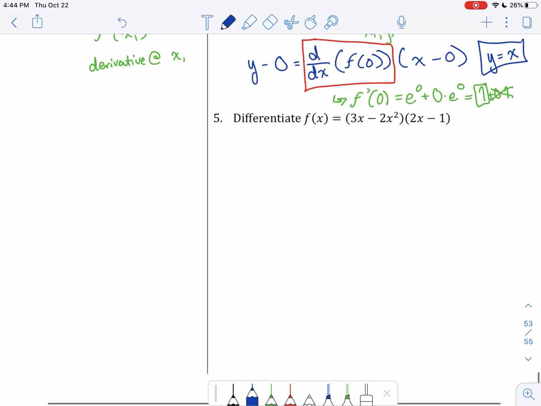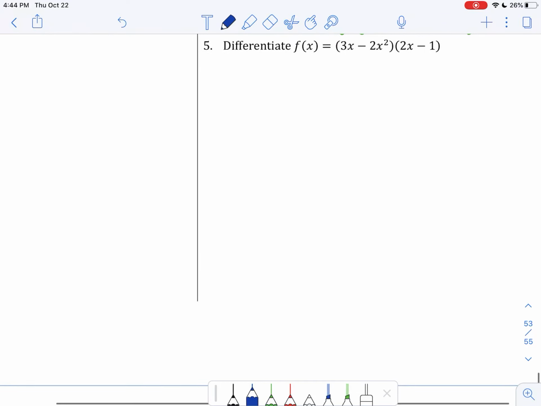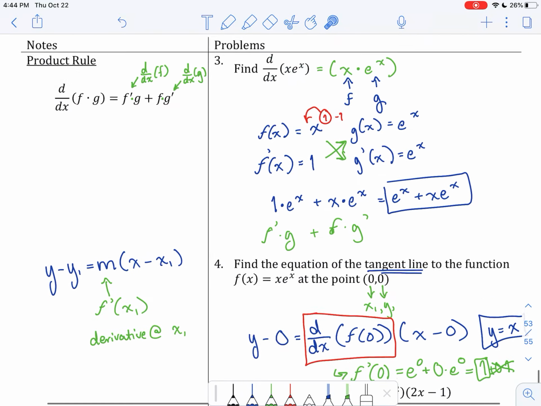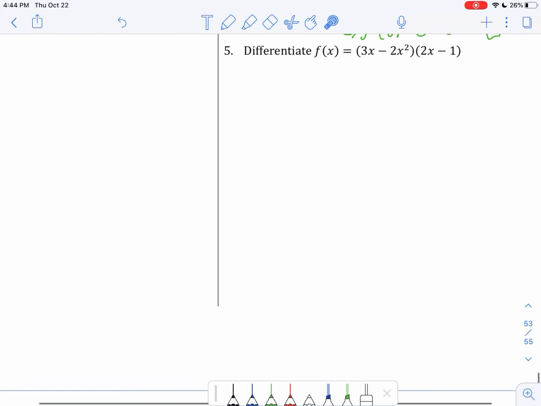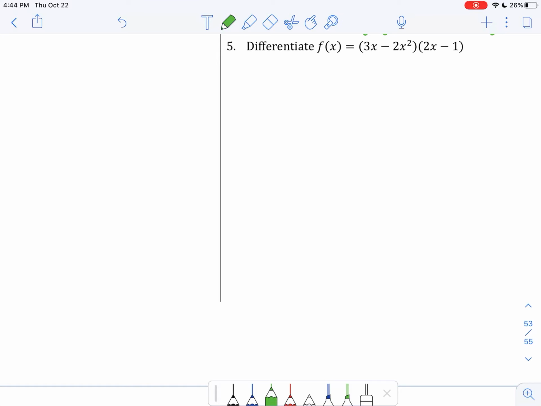Now, as we look at our next one, here we see that we have a product. Differentiate, so find the derivative of f of x, and we have a product. We have these two things multiplied together. And you could absolutely use the product rule, but as we've seen here, the product rule is much more complicated than the previous ones we've learned. And so we are always going to ask ourselves if we can simplify first. And absolutely we can in this case.